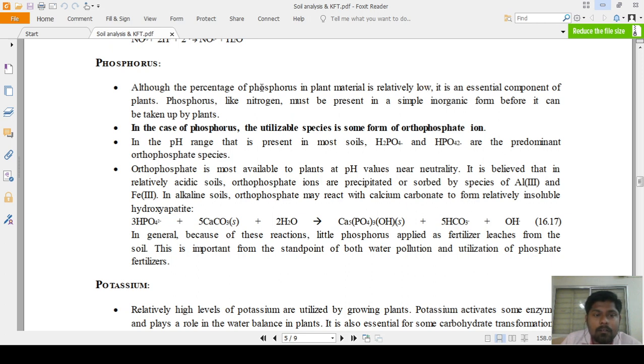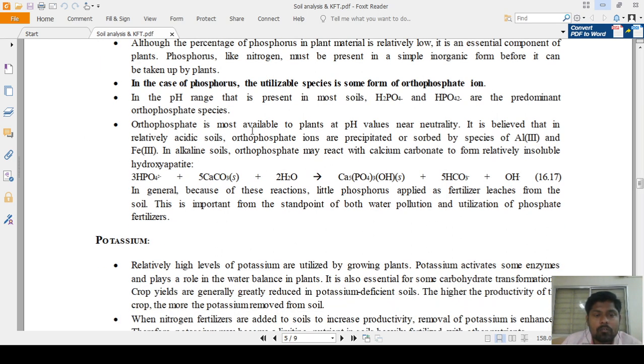Now, phosphorus. The percentage of phosphorus in plant material is relatively very low. It is an essential component of the plant. Phosphorus, like nitrogen, must be present in a simple inorganic form before it can be taken up by plants. In the case of phosphorus, the utilizable species is some form of the orthophosphate ion. That means the form in which the plant can absorb phosphorus is called orthophosphate ions. It depends on the pH range: in most soils, H2PO4- and HPO4 2- are the predominant orthophosphate species.